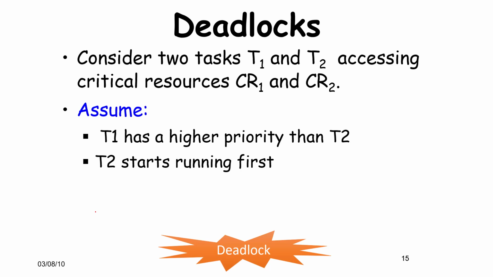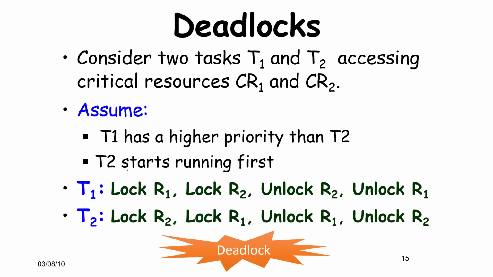So consider two tasks T1 and T2, which are accessing the critical resources CR1 and CR2. Assume that T1 has a higher priority than T2, but T2 just starts running first. So what can happen is T2 can lock a resource, T1 can lock a resource. But the point is that T1 may want to lock a resource that T2 already holds. So it is possible.